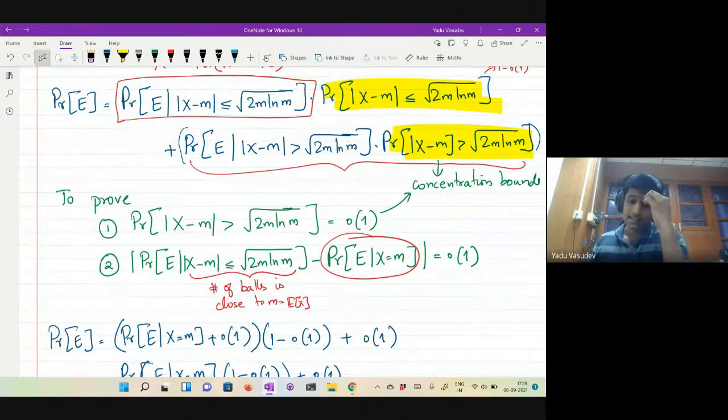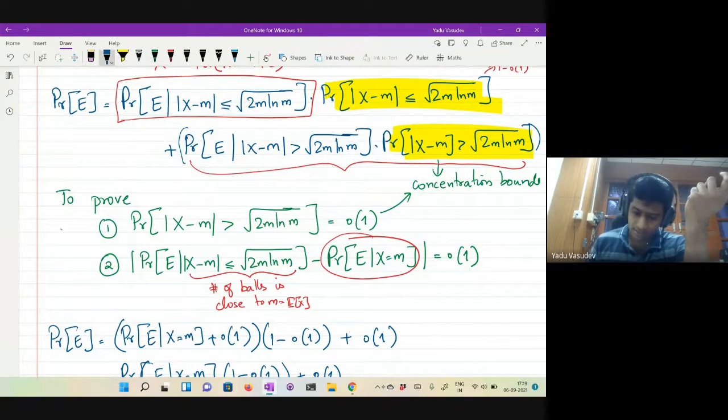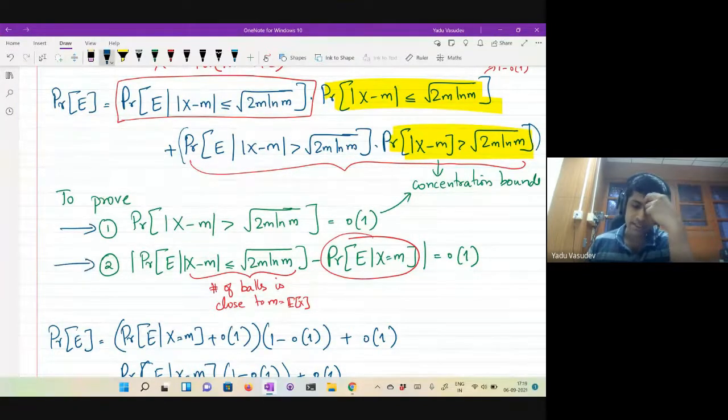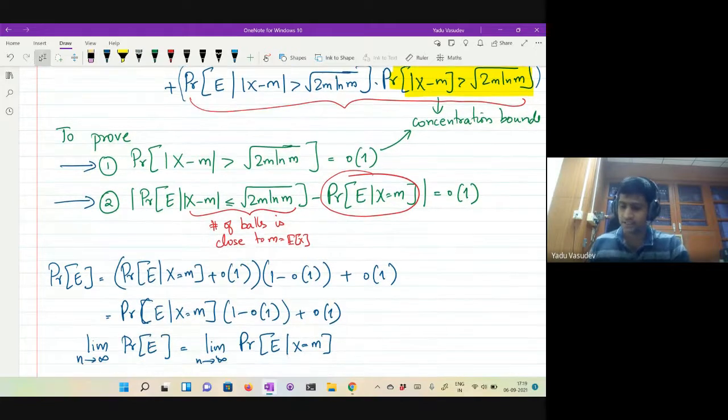So we are using the fact that the Poisson random variable is concentrated around its mean, right? That is what this term is telling you. And this one is telling you that suppose you want to analyze the probability that all the bins are non-empty, conditioned on the fact that the number of balls is close to the mean. Then it's sufficient to analyze the probability that all bins are non-empty, conditioned on the fact that the number of balls is exactly equal to the mean. That's what the second statement is saying. And if you could prove these two things, then whatever you want just comes out of it, right?